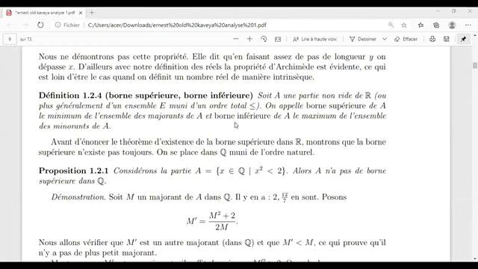When you do questions on this one, I didn't want to put a lot of pressure on this part, you're going to understand better as we solve this question here. So for now, just know the definition. Bone superior is the minimum set of majorants of A, and bone inferior is the maximum set of minorants.